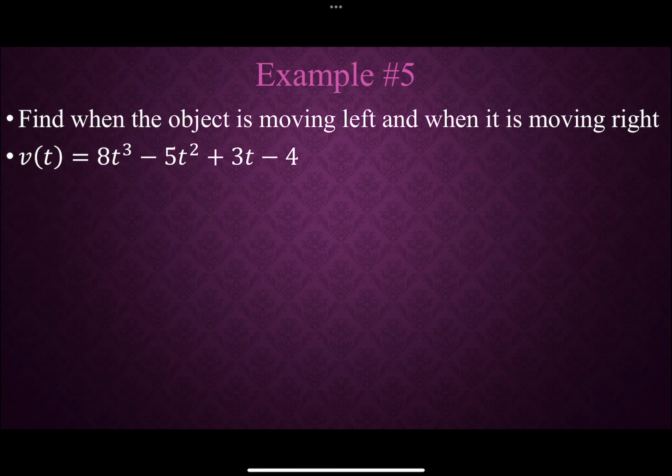So for example, we want to find when this object is moving left, when it's moving right, so we need to know when velocity is equal to 0. Now this particular function right here is not something that's solvable in terms of factoring, so you're going to want to graph this. Okay, so your calculator, you're going to take it out, go to y equals, you shouldn't have to review how to graph, just use x instead of t in the calculator, so 8x cubed minus 5x squared plus 3x minus 4.